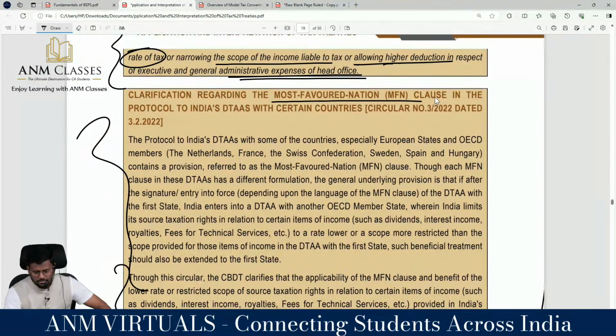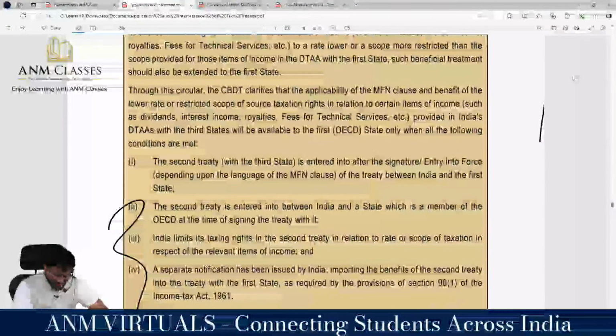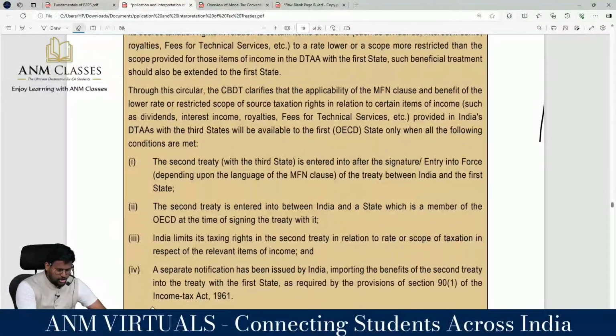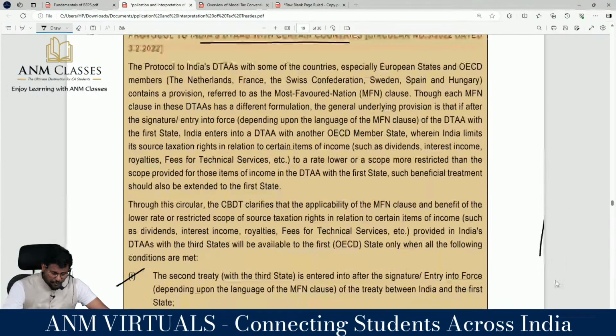Clarification regarding the MFN. What is MFN? In the protocol to India's DTA with any country, certain country. Oh my God, this will be tested in examination. Not everything. This part will be tested. That is 1, 2, 3, 4. These 4 conditions should be satisfied. Sir, I'll read from start, but I will tell you. 4 conditions should be satisfied in order to apply the MFN clause. This is clarified by CBDT.